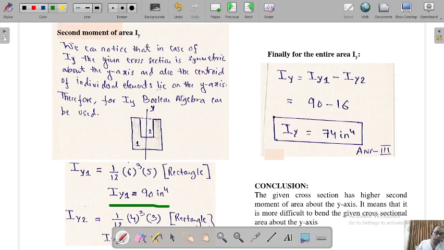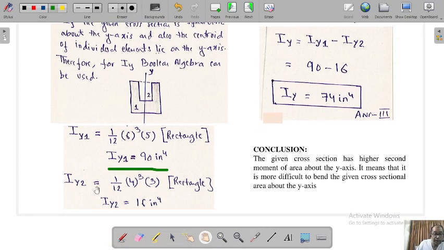Now for the inner rectangle 2, what will be the second moment of area? Iy2 will be equal to 1 by 12. The total height of the outer rectangle was 5, and if you subtract 2 from it, you get 3. The total width was 6, and the thicknesses were 1 and 1, so 6 minus 2 gives you 4. So 1 by 12 times 4 cube into 3, and you will get Iy2 as 16 inch 4.